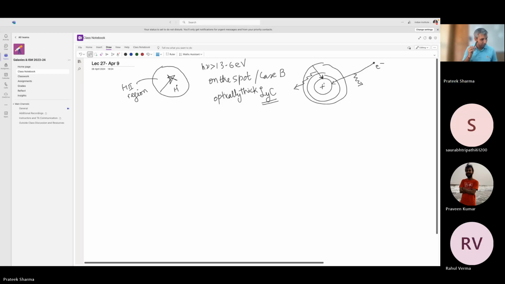Okay. So we just dealt with the hydrogen last time, but there's also helium. By number, helium is about 10% of hydrogen.